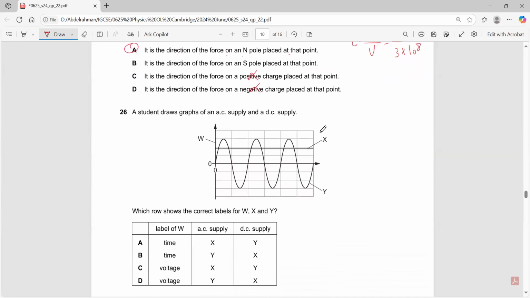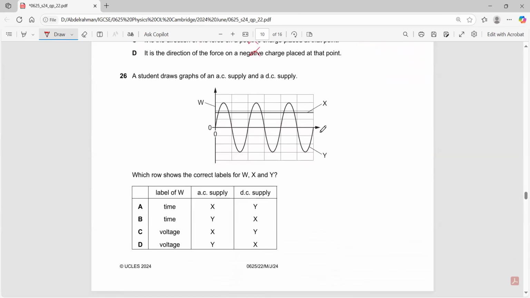Student draws graphs of AC supply and DC supply. Which row shows the correct labels for W, X, and Y? What is W? It is the axis, right? W is the axis of what? Yes, W should be, exactly.